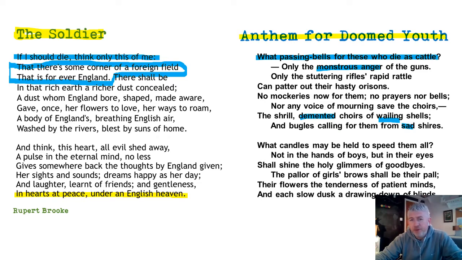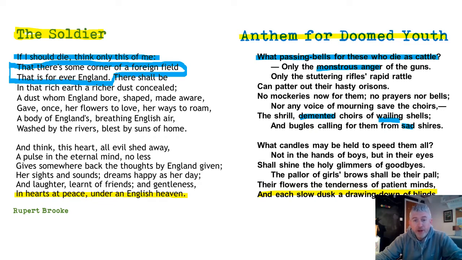Whereas if you look at the end of Anthem for Doomed Youth, "each slow dusk a drawing down of blinds," it has a very depressing ending, a sad, melancholy conclusion, that every day the feeling of sadness just doesn't go away. And the idea of drawing down the blinds, closing out the light, closing the windows at dusk, gives that image of death that the soldiers have gone through. So both poems obviously end, but they have very different tones and attitudes at the end of their poems.